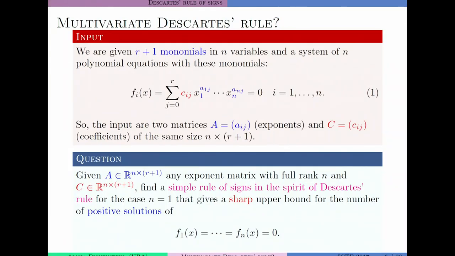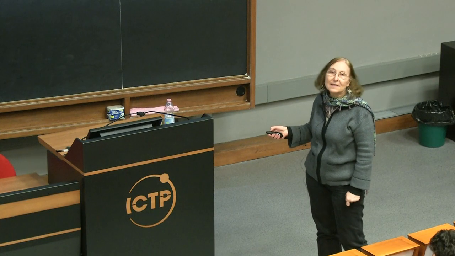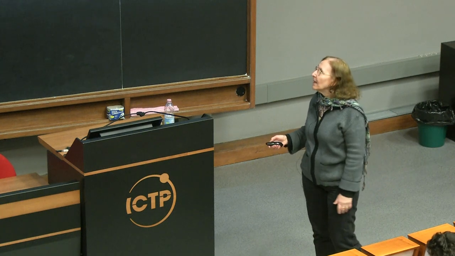So we have these two matrices of the same size. Given these matrices, I'm going to assume that the rank is n, otherwise you will probably have an infinite number of solutions. Also, I have to assume that C has maximum rank, otherwise you have less than n polynomials. But this is minor. And the question is how to find a simple rule in the spirit of the Descartes rule that gives a sharp upper bound for the number of positive solutions, meaning solutions x, all whose coordinates are positive, of this system. Okay, this would be the goal.